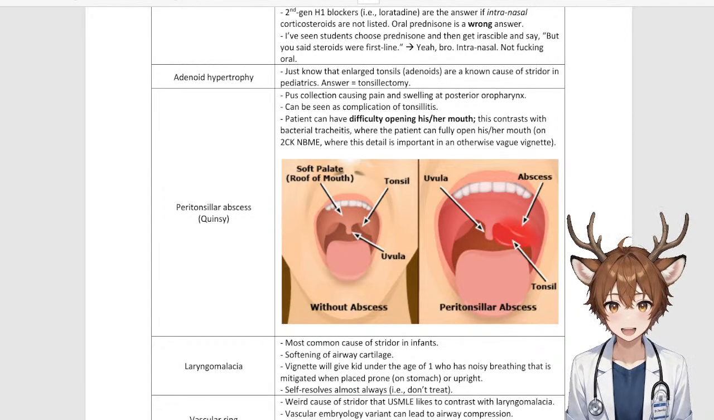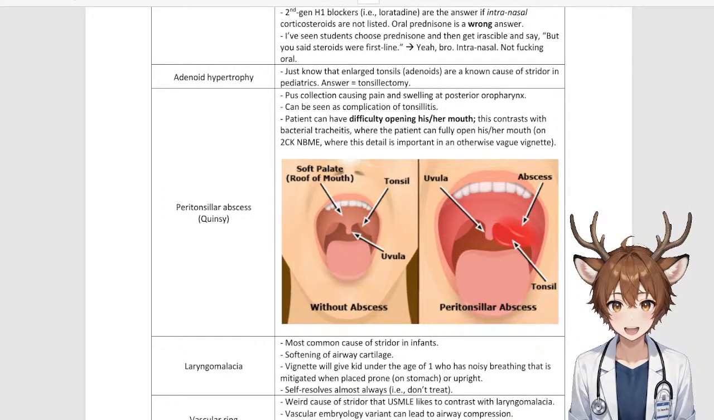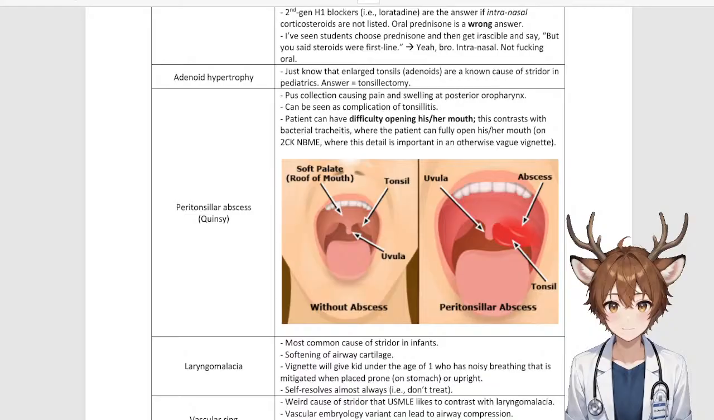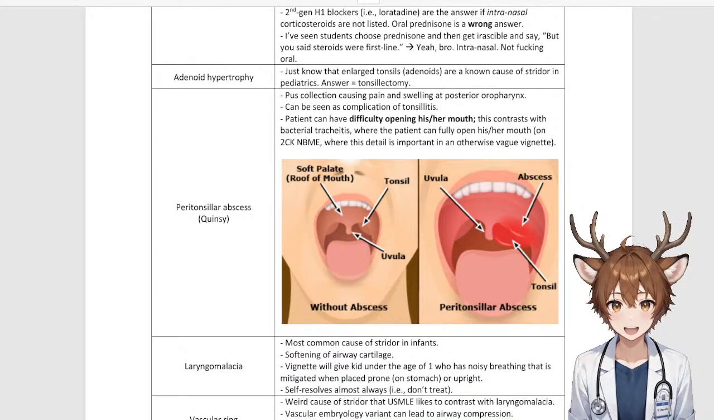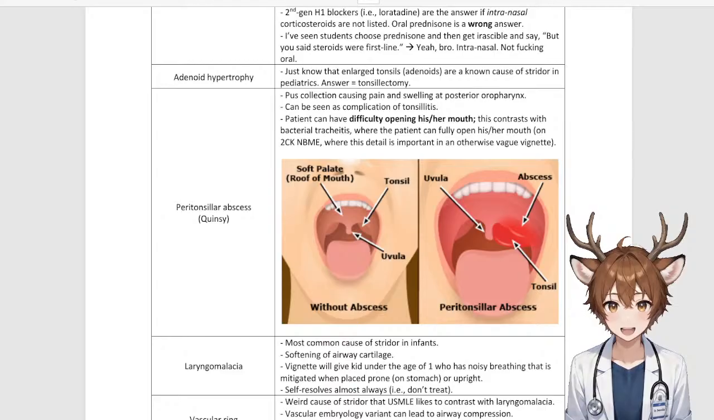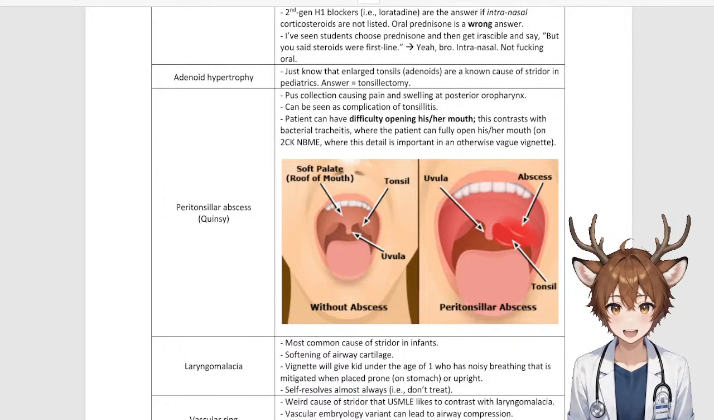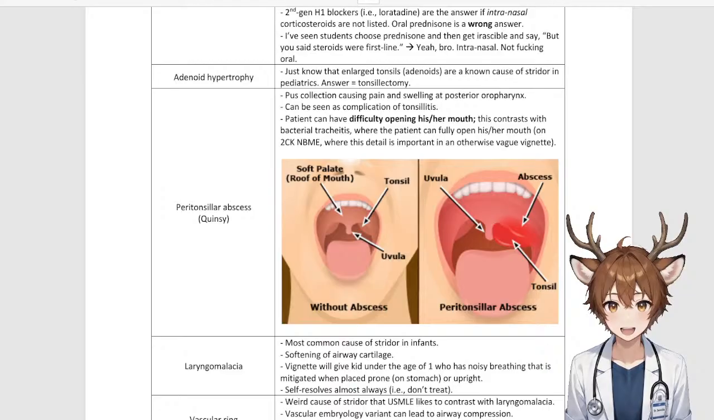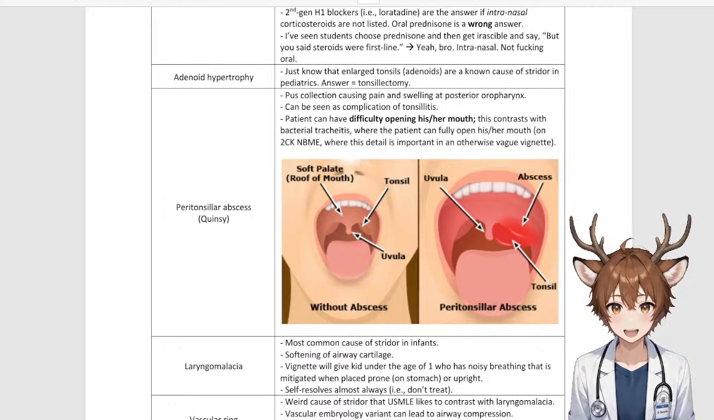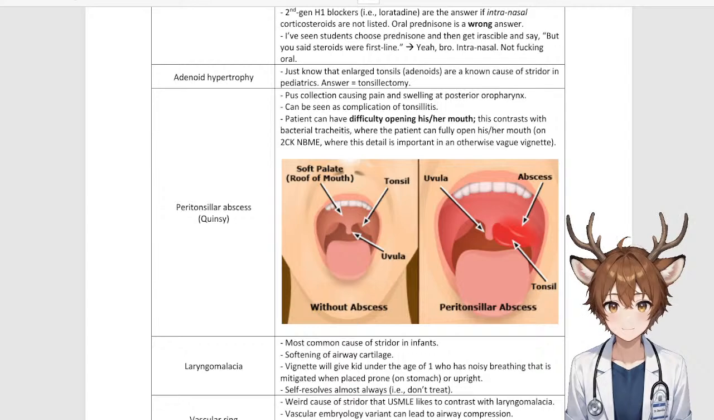Peritonsillar abscess, or quinsy. Pus collection causing pain and swelling at the posterior oropharynx can be seen as a complication of tonsillitis. The patient can have difficulty opening his or her mouth. This can contrast with bacterial tracheitis, where the patient can fully open his or her mouth, on the 2CK NBME, where this detail is important in an otherwise vague vignette.